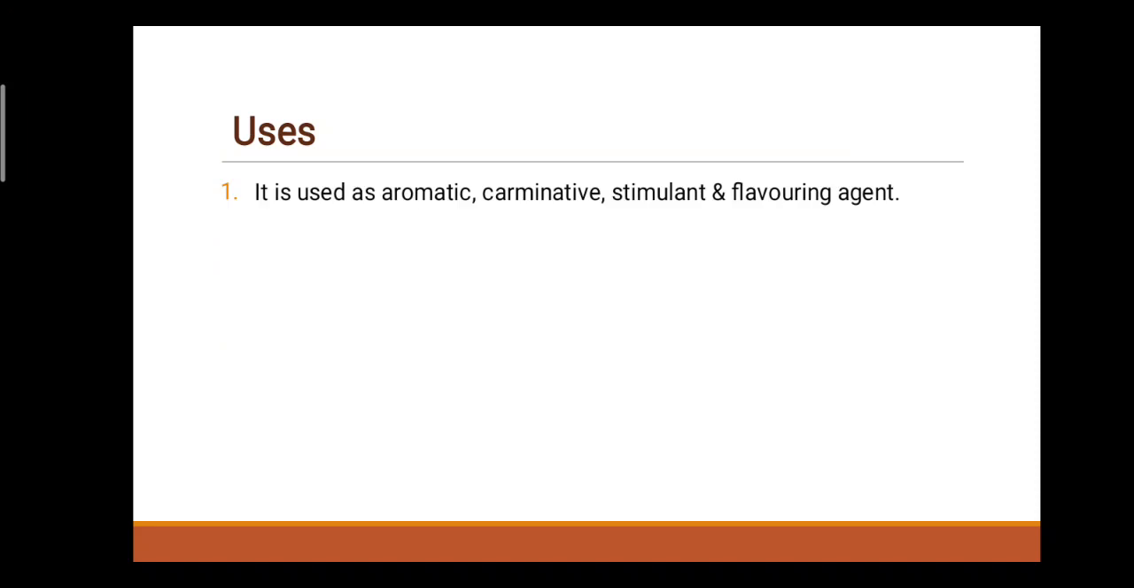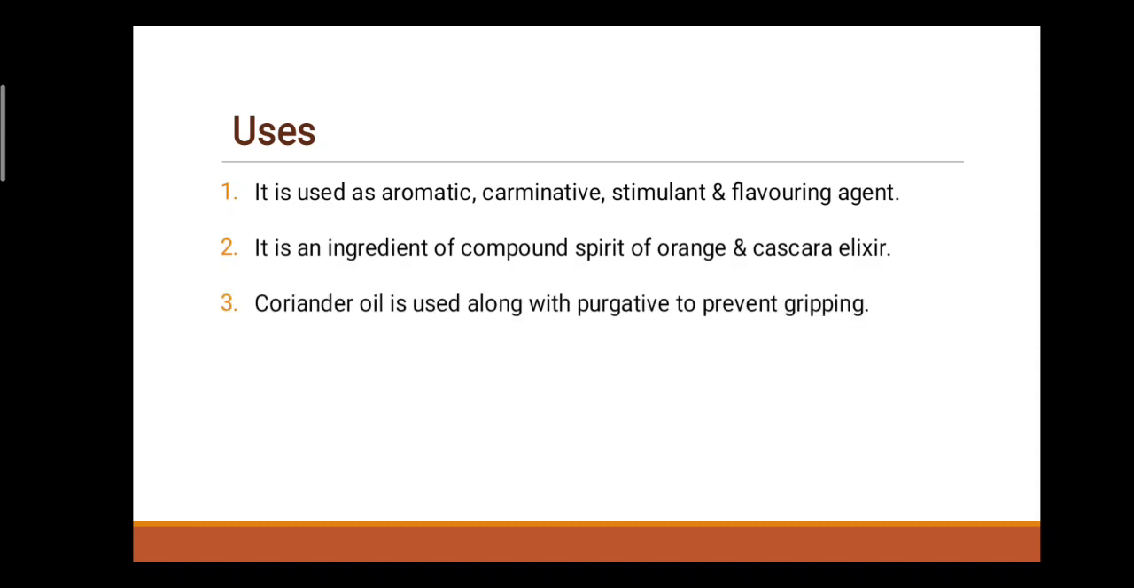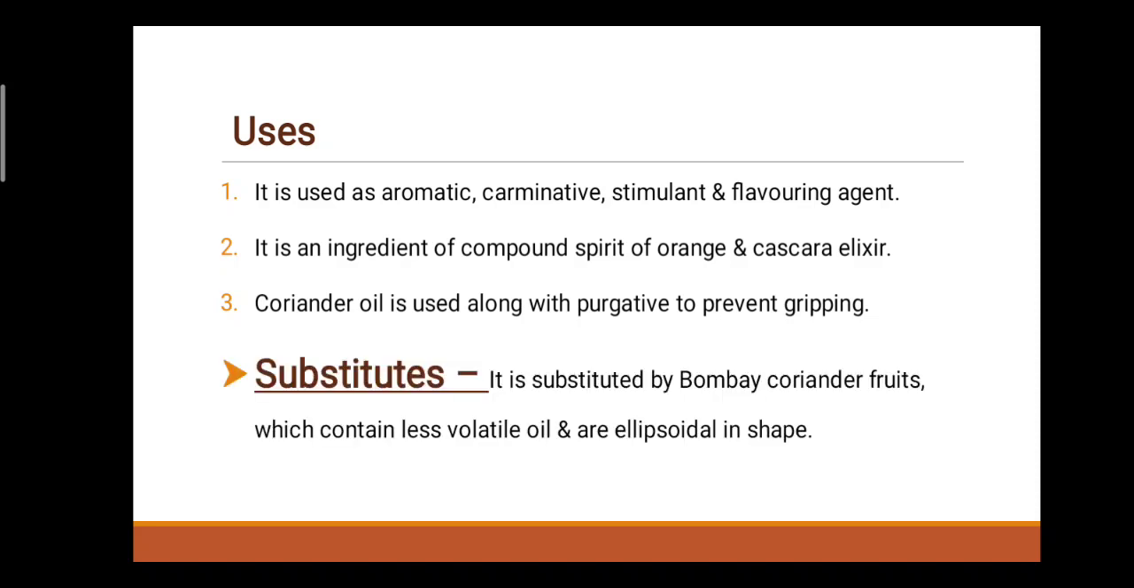Next point, uses. First one, it is used as an aromatic, carminative, stimulant and flavoring agent. Second one, it is an ingredient of compound spirit of orange and cascara elixir. Third one, coriander oil is used along with purgatives to prevent griping. Substitutes: it is substituted by Bombay coriander fruits, which contain less volatile oil and are ellipsoidal in shape.